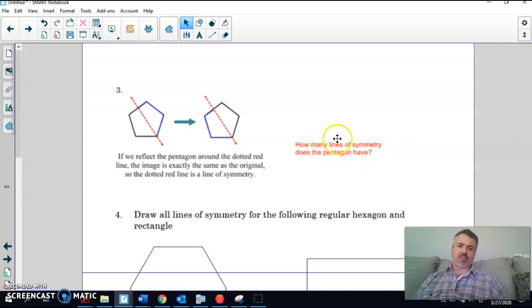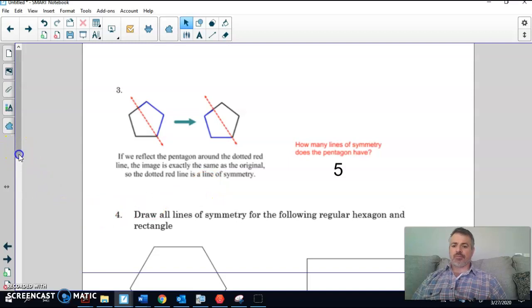And then it asks how many lines of symmetry for the pentagon. Remember, any regular polygon is going to have the same number of lines of symmetry as it does sides. So this one's going to have 5 lines of symmetry because it is a regular pentagon.